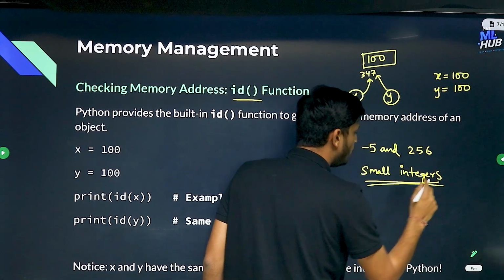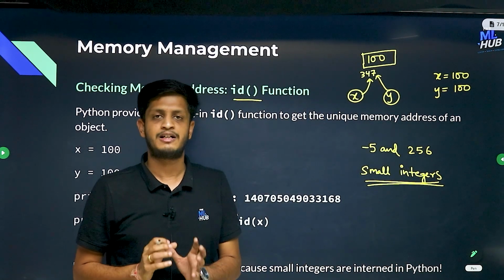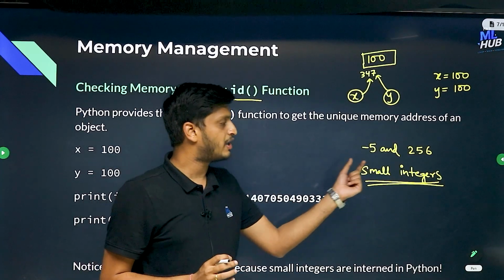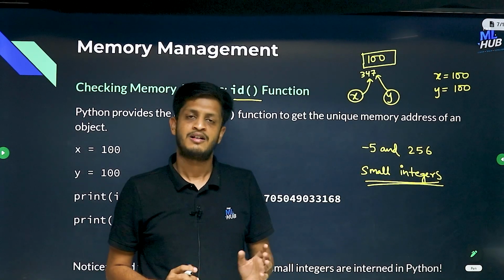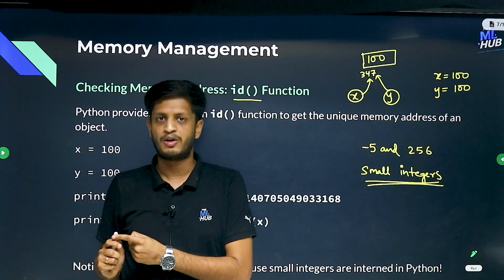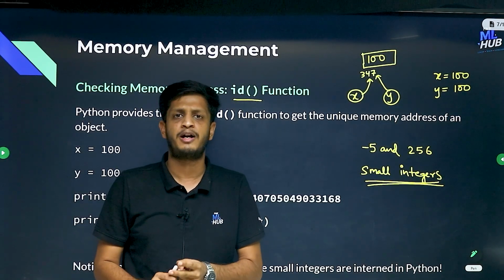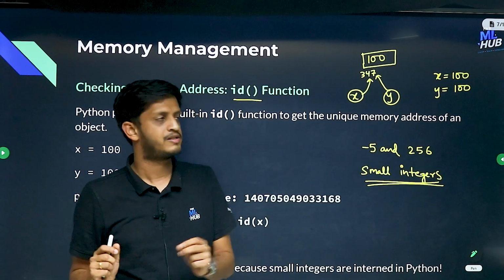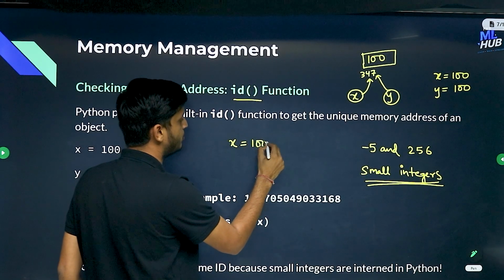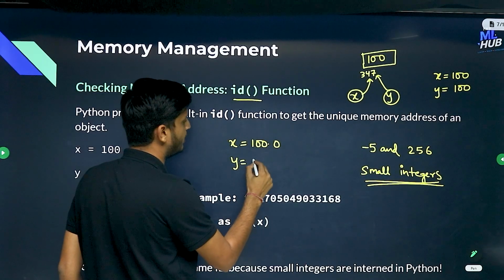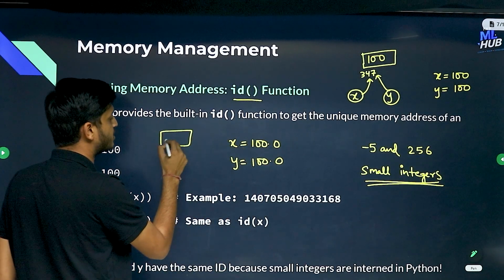And only for small integers, a beautiful property happens in Python: you cannot create multiple copies of these numbers. For any string, you can create multiple copies. For any list, you can create multiple copies. For any complex number or floating point number, you can create multiple copies. So if you create a floating point number like x is equal to 100.0 and y is equal to 100.0, they both will be pointing to different memory locations.